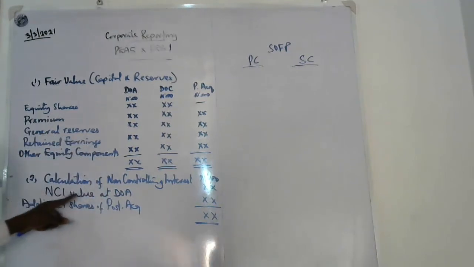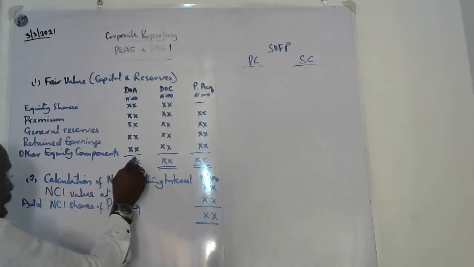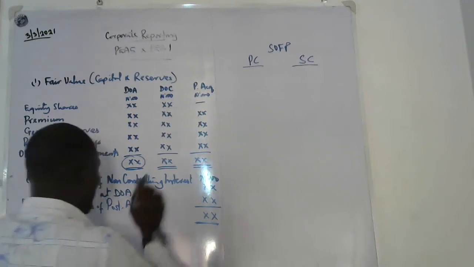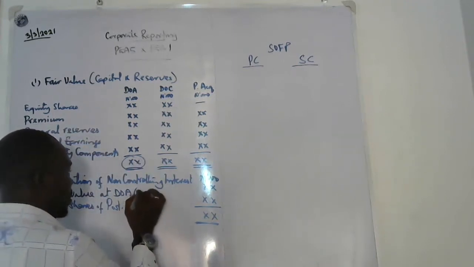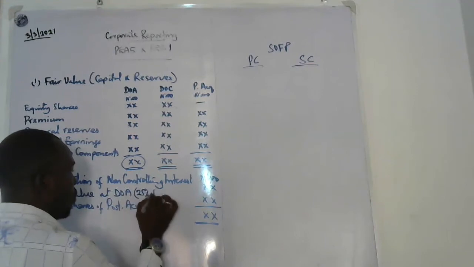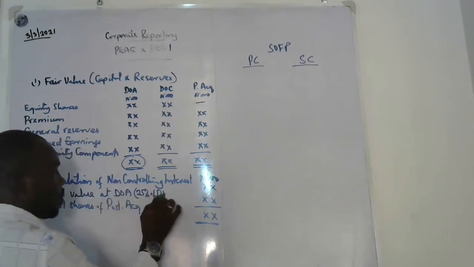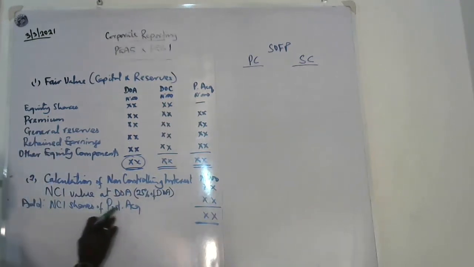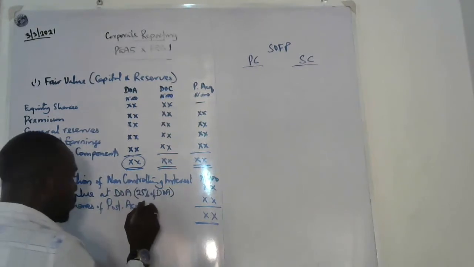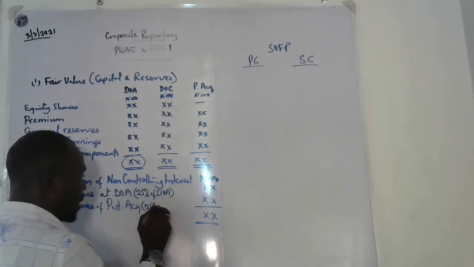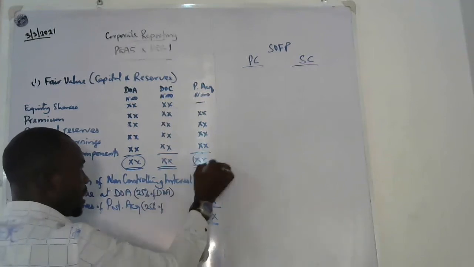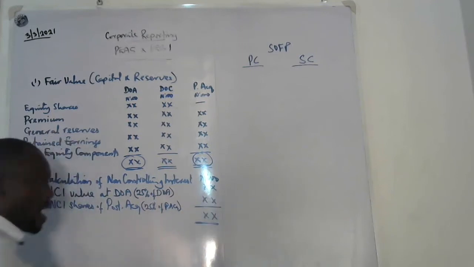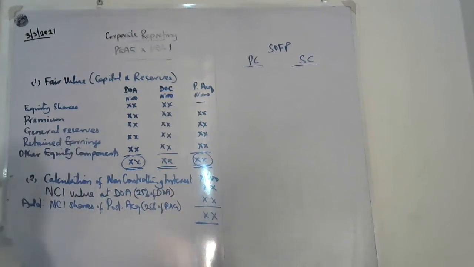Now, NCI value at DOE. This is the value at DOE. Assuming our NCI is 25%, we now find 25% of the value at DOE. That's what we post here. Add NCI share of post-acquisition balance. Say also, if our NCI is 25% of post-acquisition, the balance here will now be posted here. This is how to calculate our NCI.